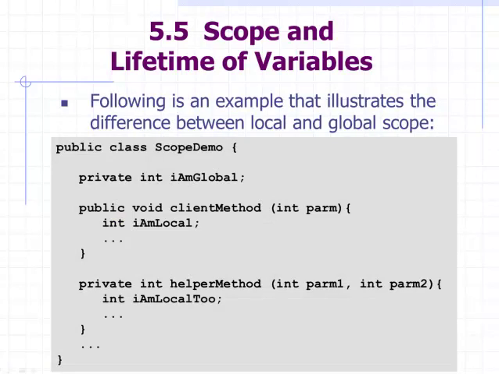And here's just some silly but descriptive identifiers. Let's say that we have a class ScopeDemo, and you have a private data member, which is an integer, and it says iAmGlobal. That means that this variable, iAmGlobal, can be seen anywhere inside the class. And that is because it is declared right here. It is declared within this opening and this closing curly brace. So that's where it is visible. So we would say that the scope of iAmGlobal is the entire class of ScopeDemo.